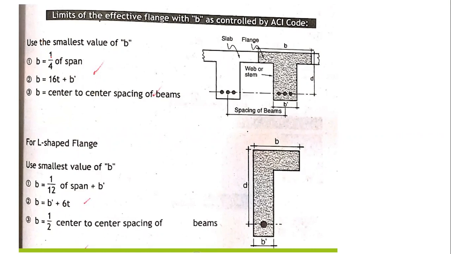Okay, so sort of review, no? We have to identify the smallest value of B, or the wide flange, according to this condition: 1/4 of span, 16t plus b prime, and the center to center spacing. And then there's a different condition as well kung nasa edge siya or nasa perimeter ng building: 1/12, b prime plus 6t, and then 1/2 of the center to center spacing.